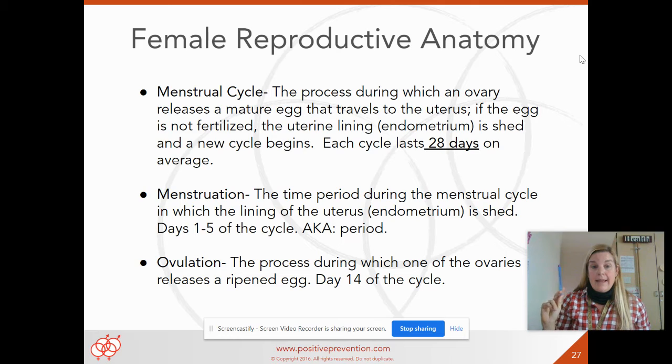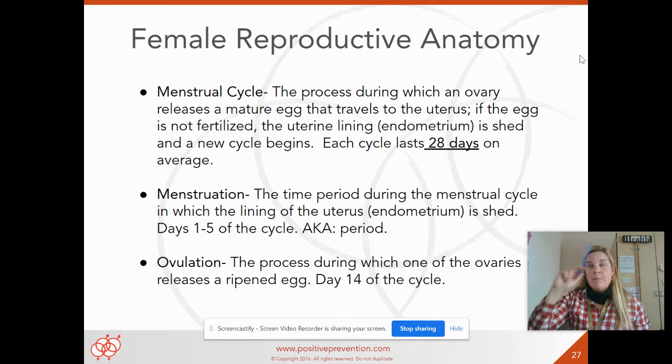All right, and then we have ovulation. Ovulation is the process during which one of the ovaries releases a ripened or mature egg. This is on day 14 of the cycle, so right in the middle. So day 1 is menstruation. That lasts about 5 days.